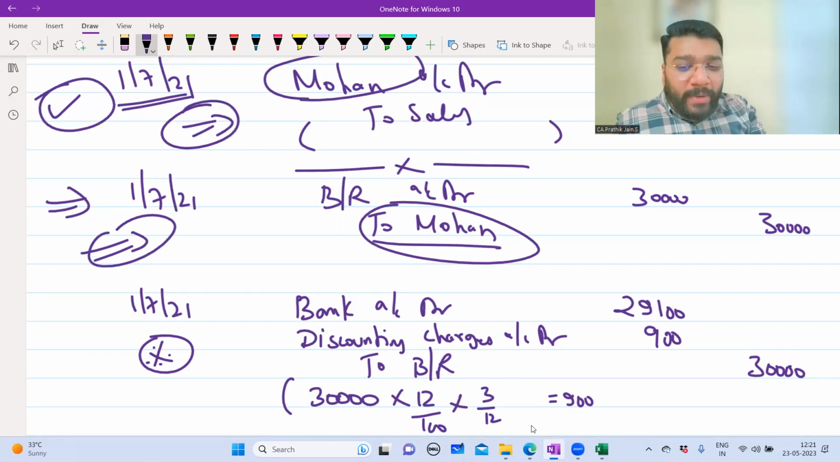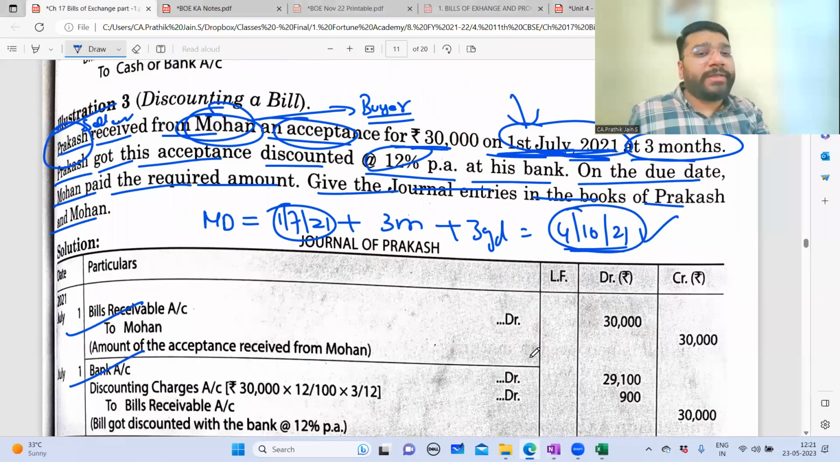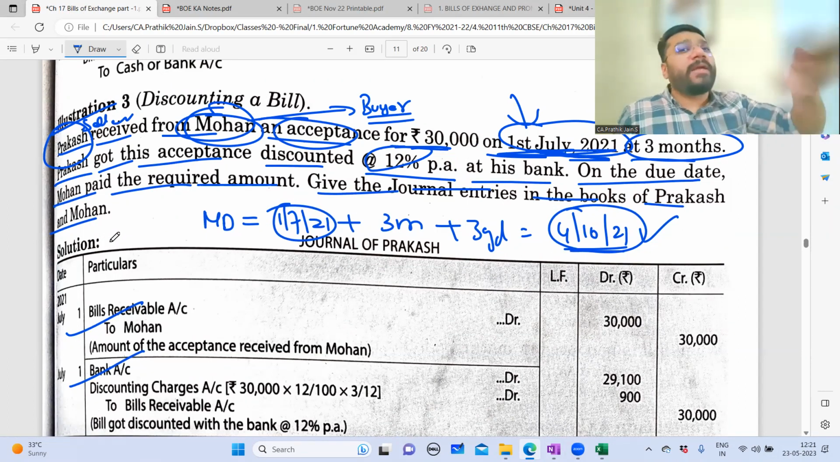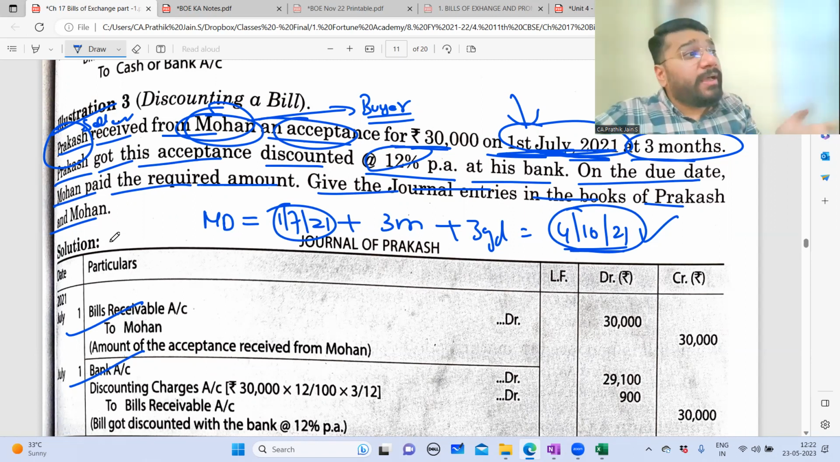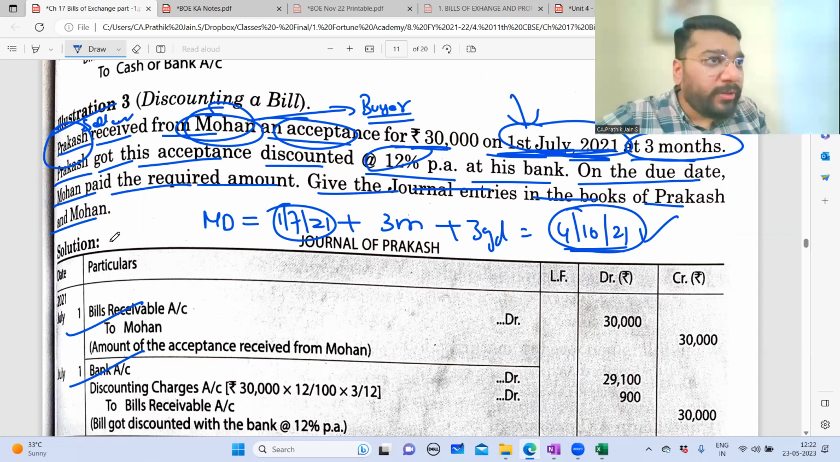Now in the exam, you might ask the question, sir, do we need to do the first entry or not? It's a choice. Here they have told us to give the journal entries in the books of Prakash. So if you are confused whether the first entry is to be recorded or not, you always record it, nothing wrong. If they tell you to write the entries pertaining to only bills of exchange, then the first entry is not required. But here have they mentioned anything? Nothing. So even if you write the first entry, Mohan to sales, nothing wrong. Am I clear with this point? Online people, hello? Yes, sir.